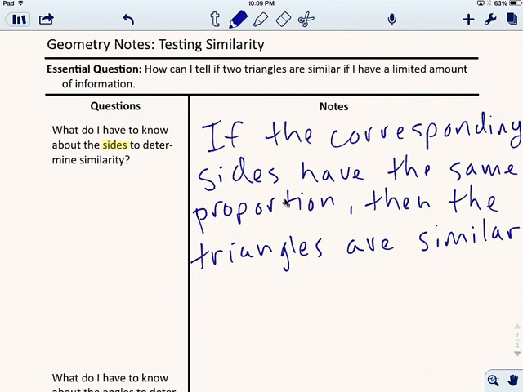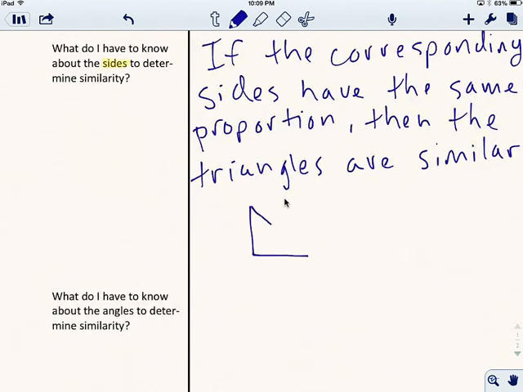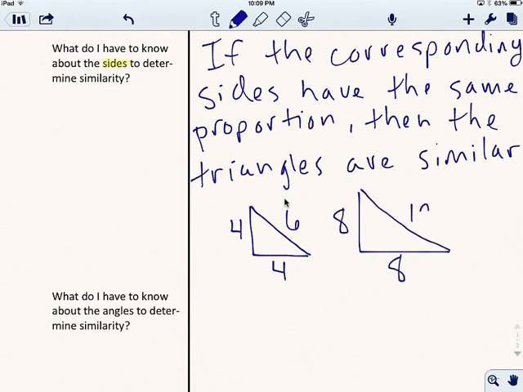But let's look at an example. If I take that rule and make two triangles, let's say that this one has sides of 4, 4, 6, and this one has sides of, let's just make this easy, 8, 8, 12. And now I want to know, are these two triangles similar?